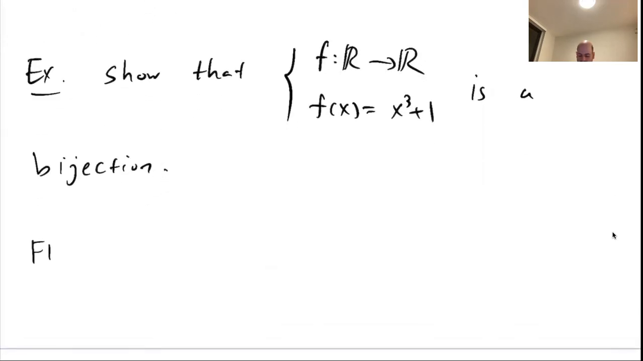So first, showing f is one-to-one. Okay, I want to show f is one-to-one. I want to show some statement is true, so I cannot use examples. I have to do the proof in general.